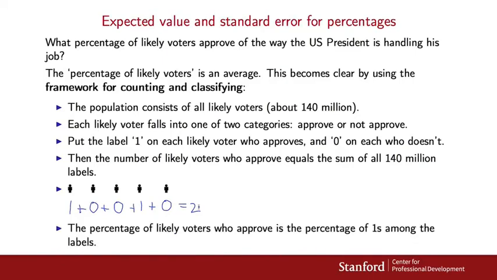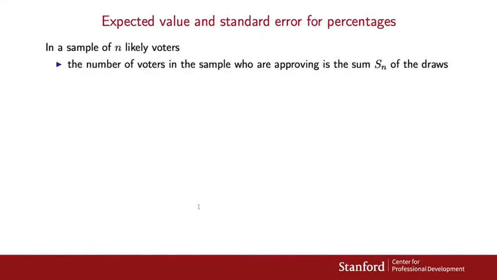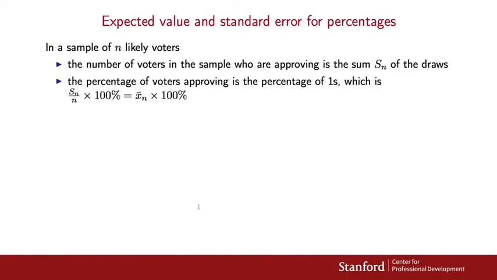And likewise, one sees that the percentage of likely voters who approve is simply the percentage of 1s among all the labels. So if we introduce labels, then sampling n likely voters means that the number of voters in the sample who are approving is simply the sum of the n draws. Likewise, the percentage of voters approving is the percentage of 1s. And that's then simply the sample average. And we can multiply by 100% just to convert the whole thing into percentages. So the bottom line is that percentages are simply averages after introducing 0 and 1 labels.